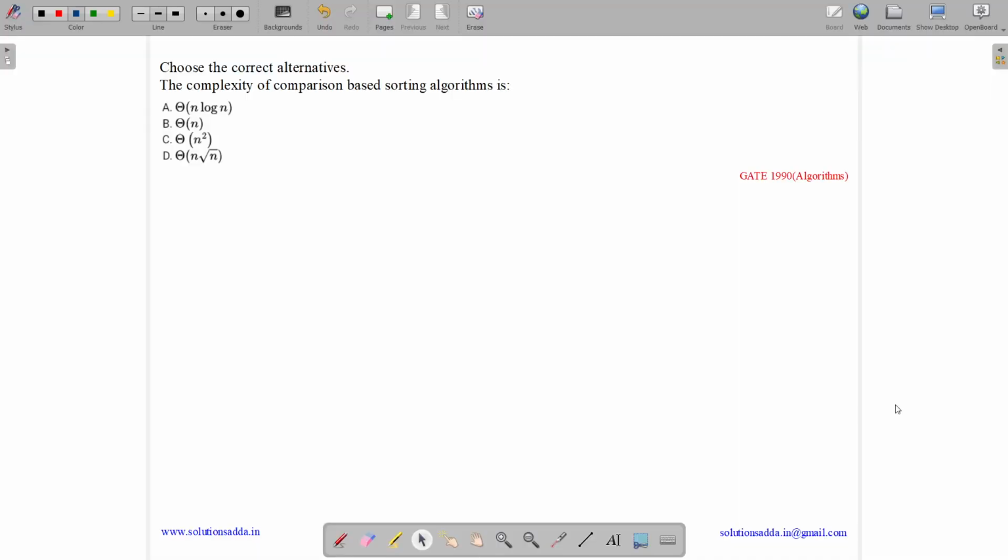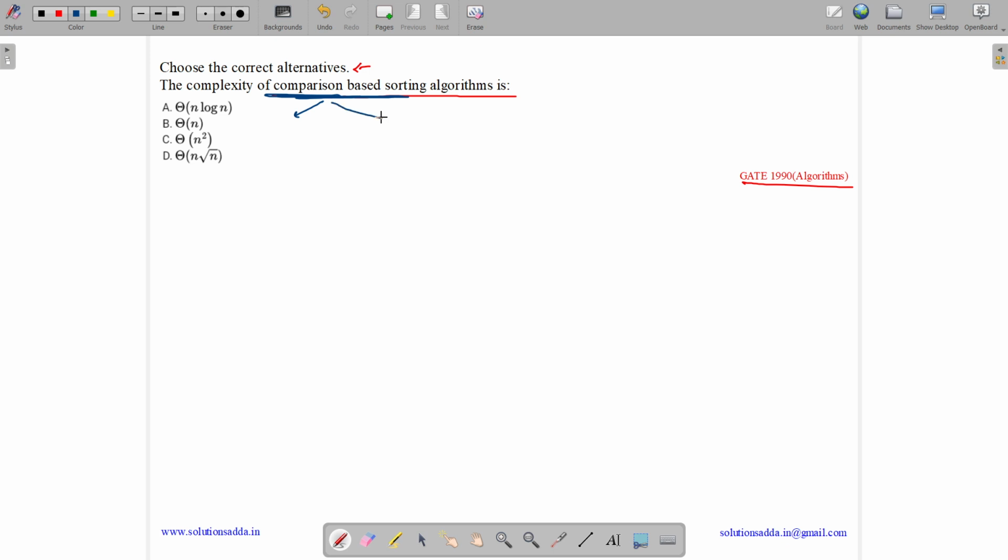This question belongs to the algorithms subject and the topic name is time complexity. It was asked in GATE 1990. The question states, choose the correct alternatives. The complexity of comparison based sorting algorithms is order of n log n, order of n square, or order of n root n. So what are these comparison based sorting algorithms?